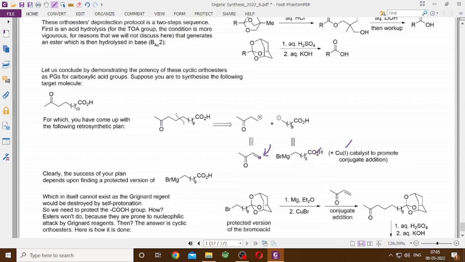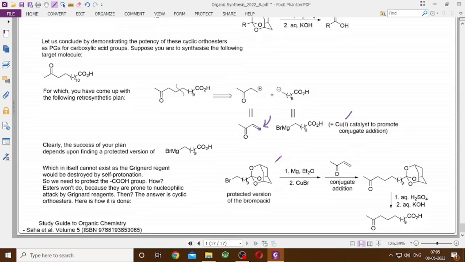You cannot possibly protect it via ester, because ester protection will not help you, because once you form the Grignard, the deprotonation is prevented, but the ester itself is electrophilic enough to be undergoing self-condensation with the Grignard reagent that you have prepared. So here you are forced to use the more robust protecting group that protects both the carbonyl and the OH of the carboxylic acid. That is, we have protected this thing with the OBO protecting group.